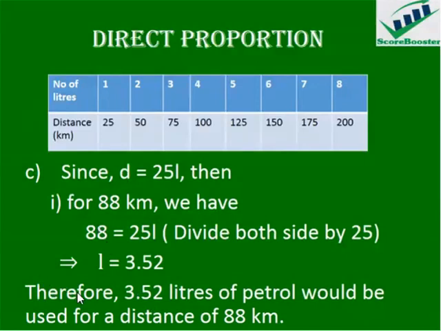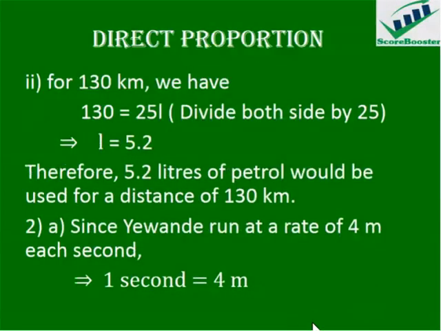So that is what we have here. Therefore 3.5 liters of petrol will be needed for a distance of 88 kilometers. So we'll do the same thing for 130 kilometers. So for 130 kilometers, we have what?